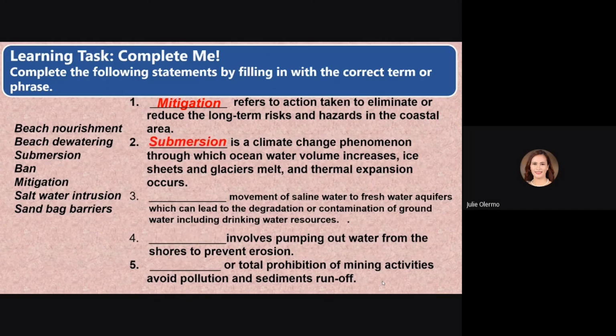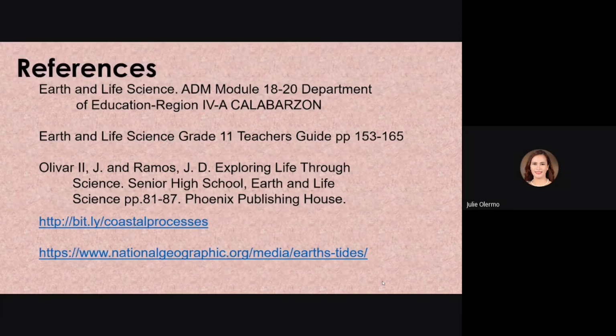That is submersion. Number 3, blank, movement of saline water to freshwater aquifers, which can lead to degradation or contamination of groundwater, including drinking water resources. That is saltwater intrusion. Number 4, blank involves pumping out water from the shores to prevent erosion. It is beach dewatering. And the last, blank, or total prohibition of mining activities, avoids pollution and sediment runoff. The word is ban.